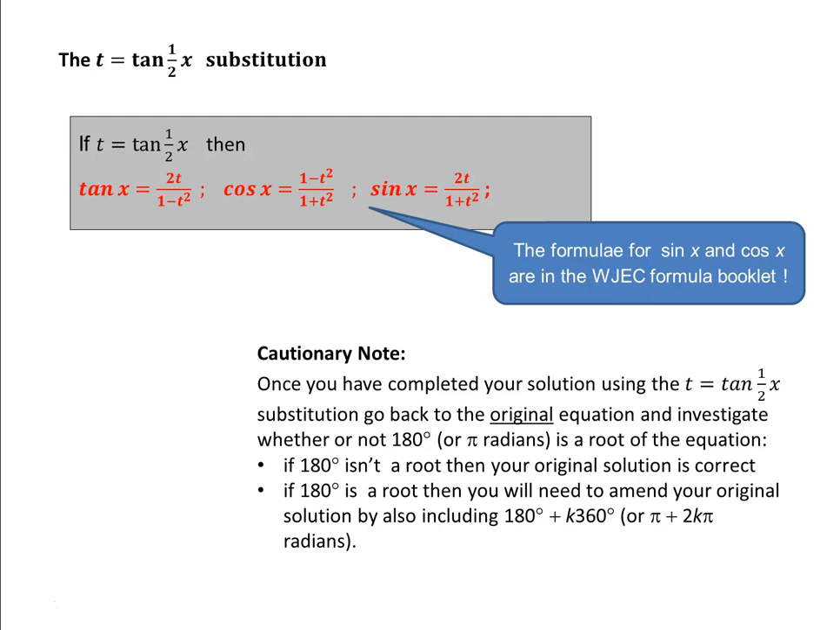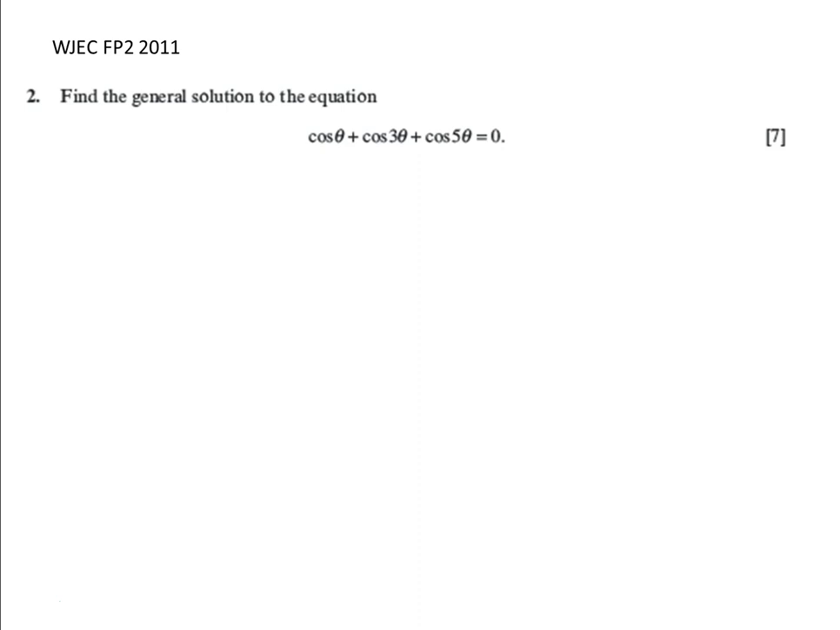So we'll now have a look at a couple of examples. The first one, we are going to try and find the general solution of the equation cos theta plus cos 3 theta plus cos 5 theta equals 0. Now, since we've got a whole lot of cosines being added up together, it makes sense to try and use the factor formulae for this question.